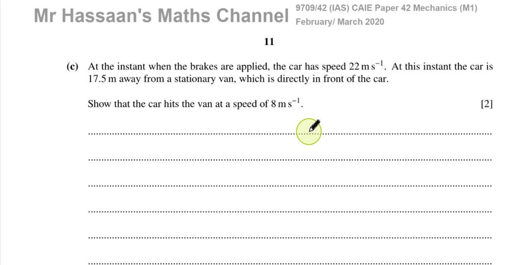Okay, now, part C. At the instant when the brakes are applied, the car has a speed of 22 meters per second. At this instant, the car is 17.5 meters away from a stationary van, which is directly in front of the car. Show that the car hits the van at a speed of 8 meters per second. So you have your car and the whole system, the trailer and the car together. I'll just take it as one whole system now. The car and trailer, which was 2,300 kilograms, 1,600 plus 700. So that's one system.